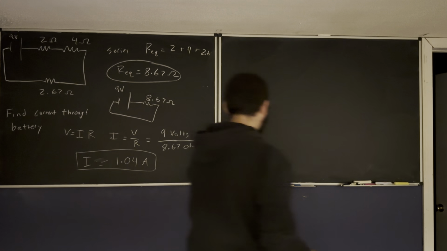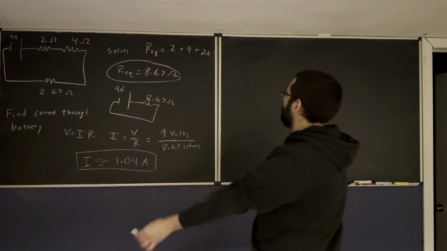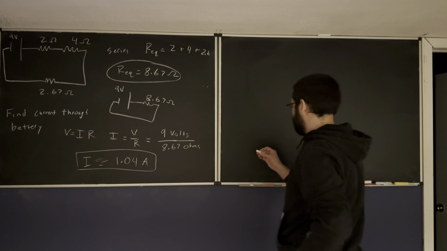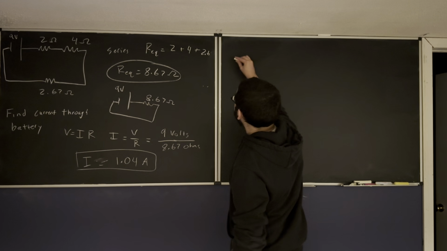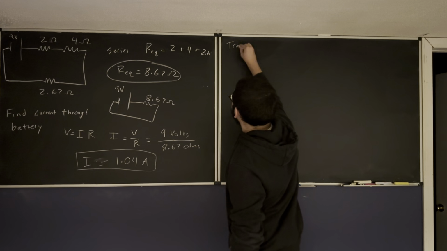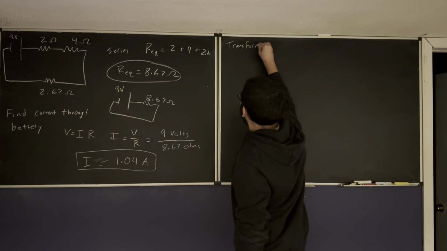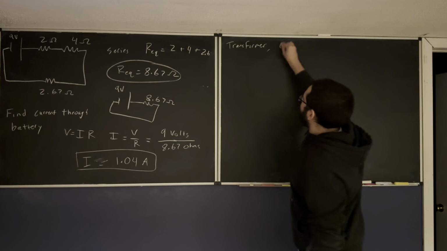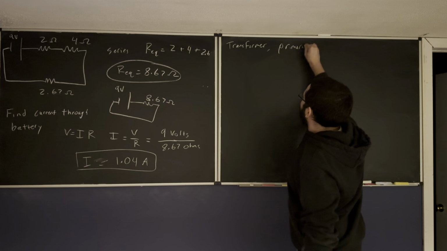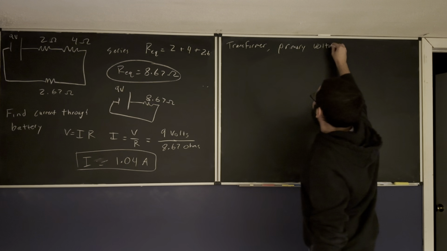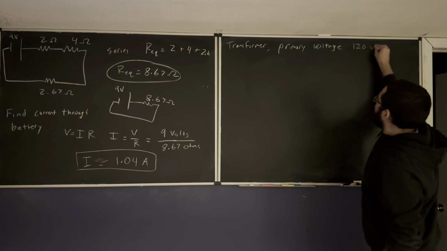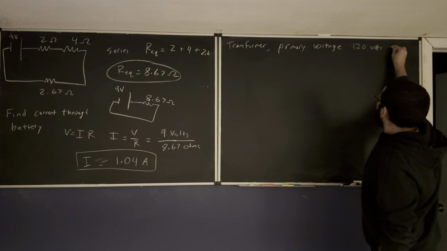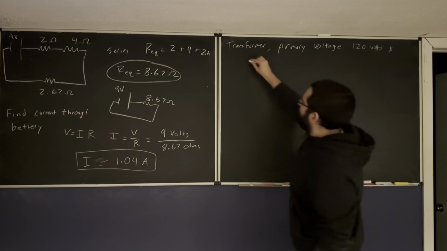If I remember correctly, the one problem from Kahoot was, I think, 100 turns. So say we have a transformer, and we have the primary voltage. The primary voltage is 120 volts, and the primary has 100 turns.